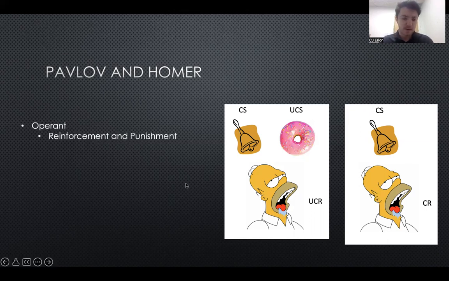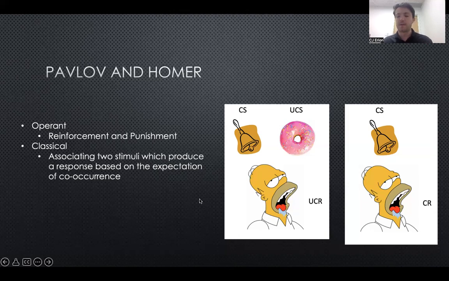bell. And so, again, this is different from operant conditioning, right? Operant conditioning was we behave in a certain way based on a stimulus, and then that behavior is either reinforced or punished, and then that influences the bond between the stimulus and the behavior, right? With classical conditioning, this involves associating two stimuli, which produces a response based on the expectation that these are going to be paired together again in the future, and that there will be co-occurrence. The expectation then is that when Homer hears the bell, there should be a donut close by.